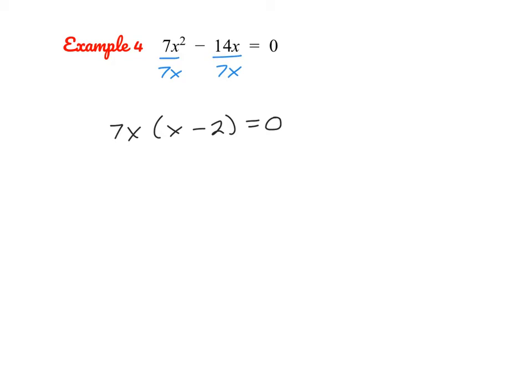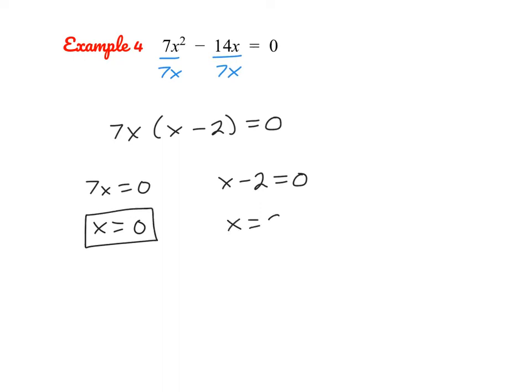So now we're ready to do zero product property. The 7x is a factor, and it actually has an answer trapped inside of it. So you also need to set this equal to 0. So we say 7x equals 0, and x minus 2 equals 0. Here, if we divide both sides by 7, we still get x equals 0. That's one of our solutions. And on the right, if we add 2 to each side, we get x equals 2.